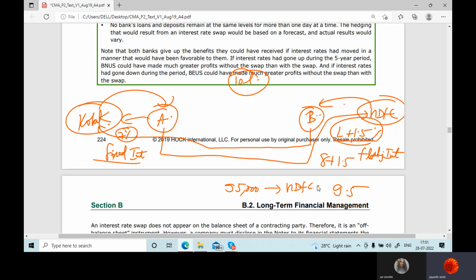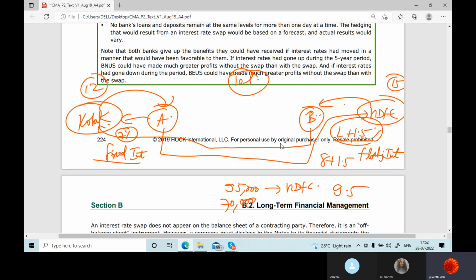Let me first calculate 10 lakhs, 9.5%. Okay, 95,000. So A is going to make the payment of 95,000, but how much payment was A supposed to make previously? Forget about 12 lakhs and 15 lakhs. Don't bring that into the picture. You only take 10 lakhs, and based upon 10 lakhs, A was supposed to make a 70,000 payment to Kotak, correct? But now he is making B's payments, so he is going to make 95,000 to HDFC, which B was supposed to make. And how much is B paying to Kotak? Very simple, 70,000. Please tell me yes or no.